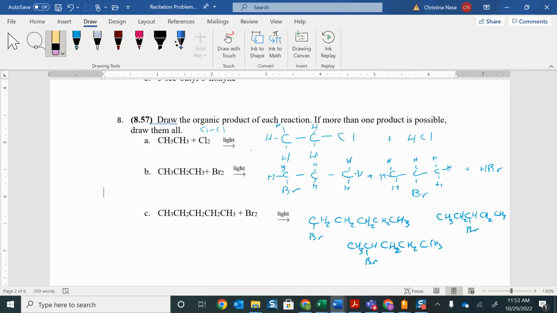So for each one, you're just trying to replace a hydrogen. You're substituting a chlorine or a bromine for a hydrogen. It's a halogenation reaction, and it's a substitution reaction.